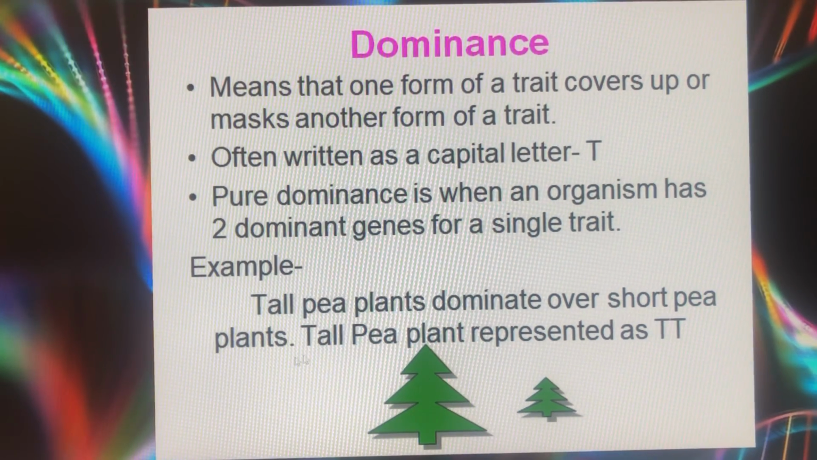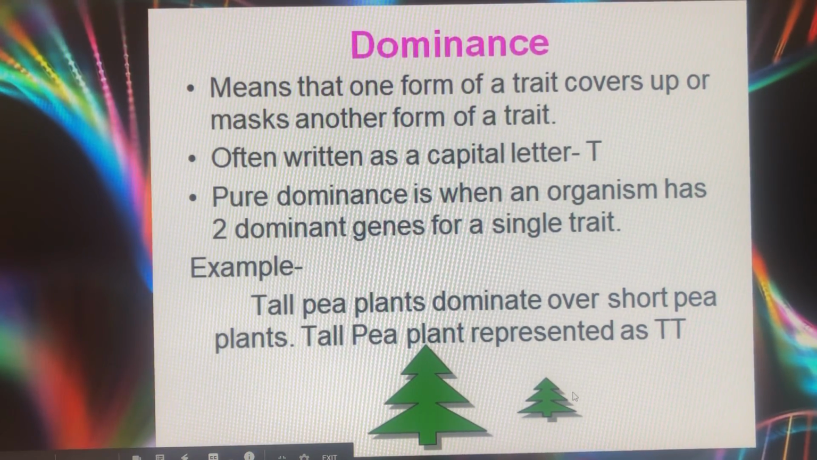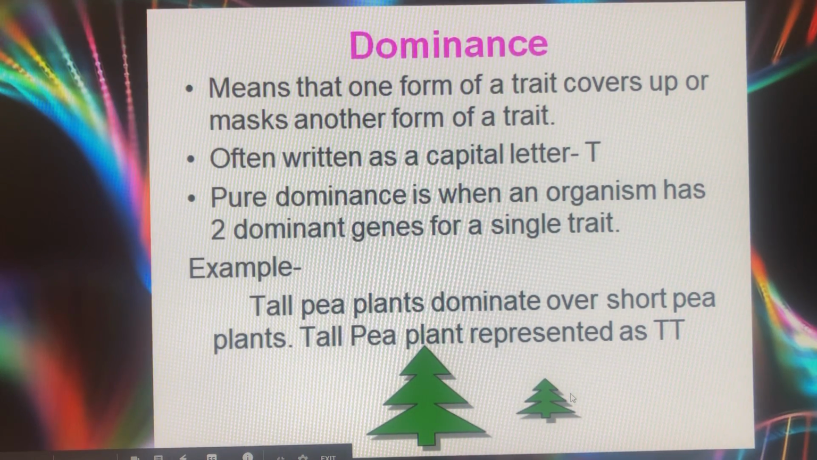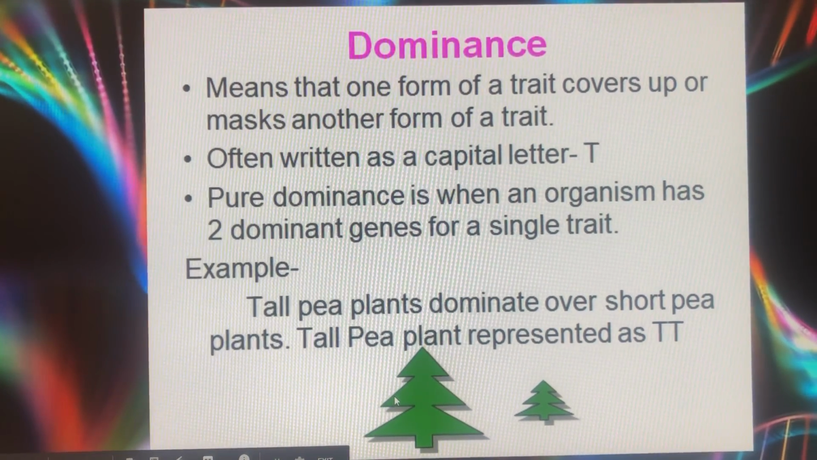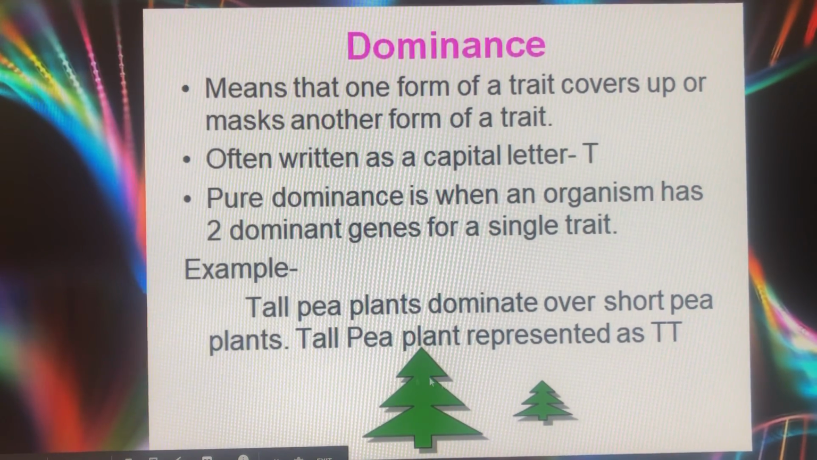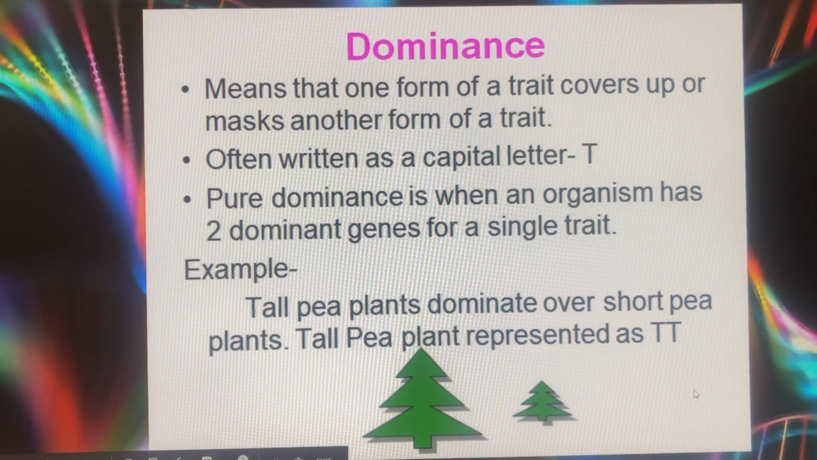Took a tall pea plant and cross-pollinated with a short pea plant. But what we ended up with was a tall pea plant because that tall trait that was received from one of the parent organisms, it dominates over the other. So you'll see the tall, okay?